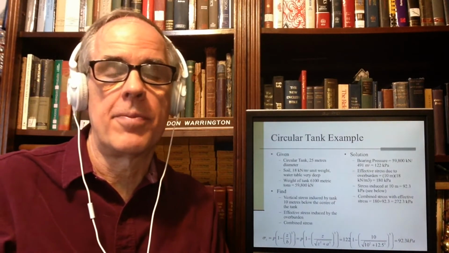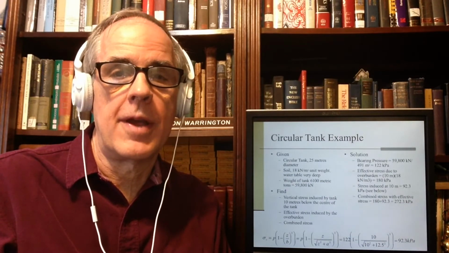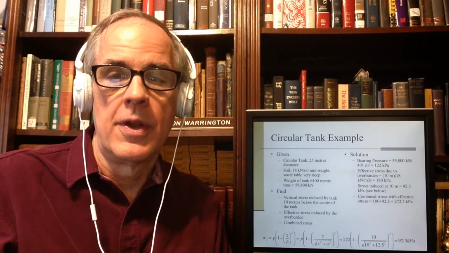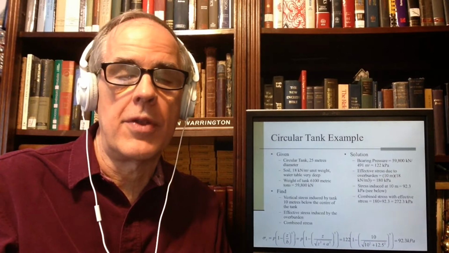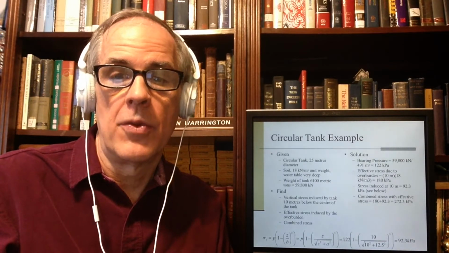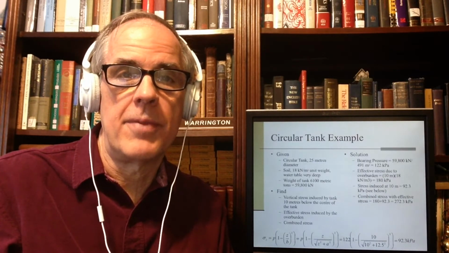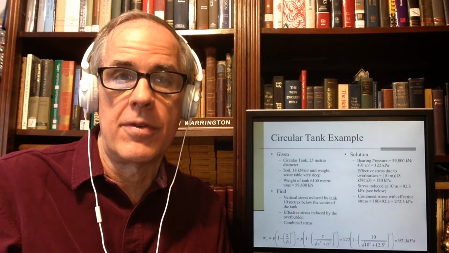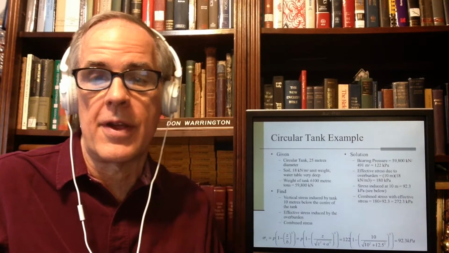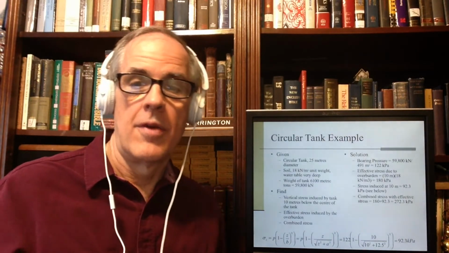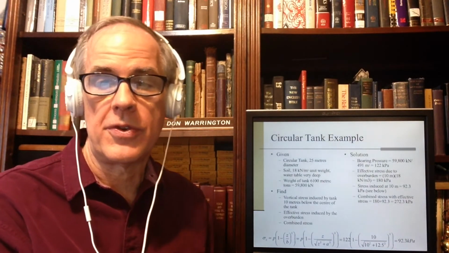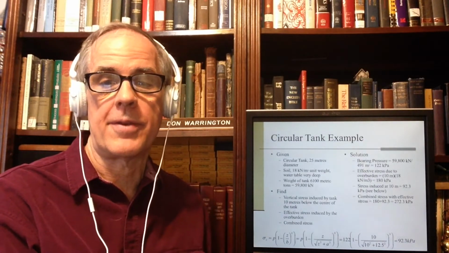Circular tank example. I have a 25-meter diameter circular tank. The soil has a unit weight of 18 kilonewtons per cubic meter. The water table is very deep. The weight of the tank is 6,100 metric tons, where a metric ton is 1,000 kilos, which comes out to 59,800 kilonewtons. Find the vertical stress due to the tank 10 meters below the center of the tank.